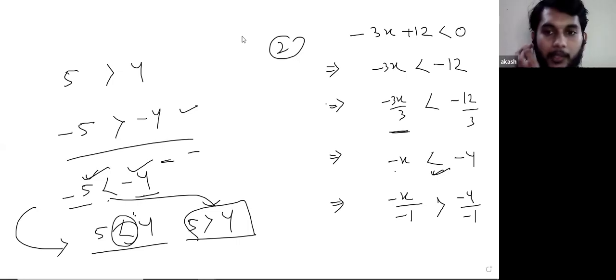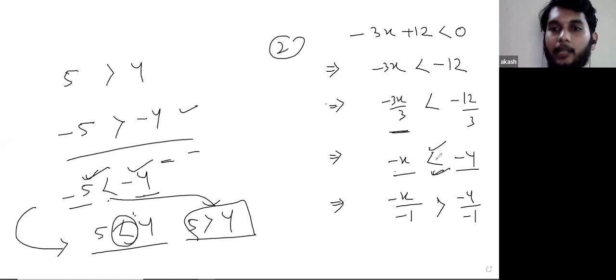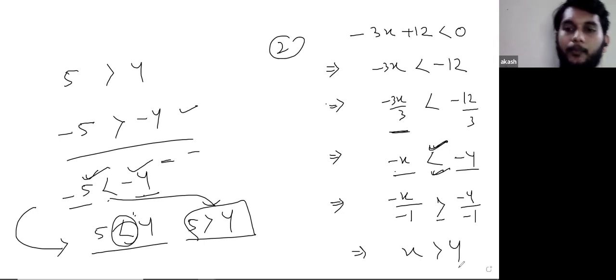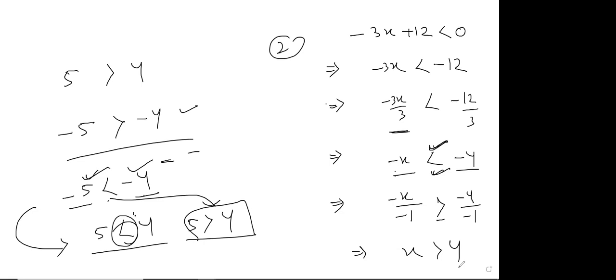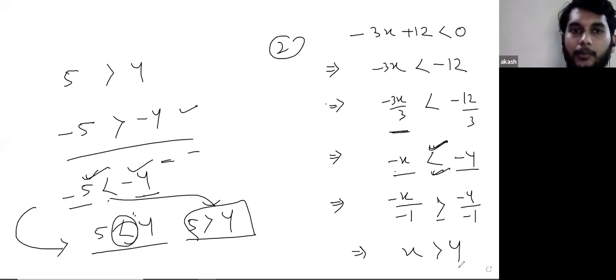So whenever you face this type of negative situation, always remember that this sign will be changed. Nothing gets cancelled like that. We divide or multiply by -1. So this less than becomes greater than. Now we get x is more than 4. Absolutely clear, right? Yes. All right, let's solve another question.